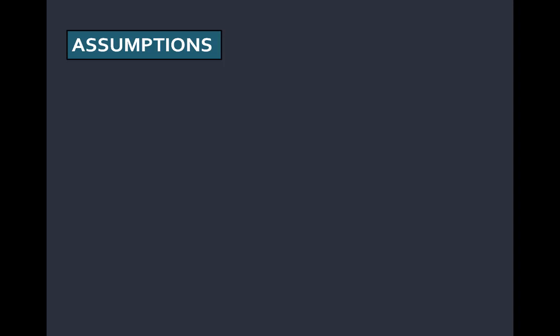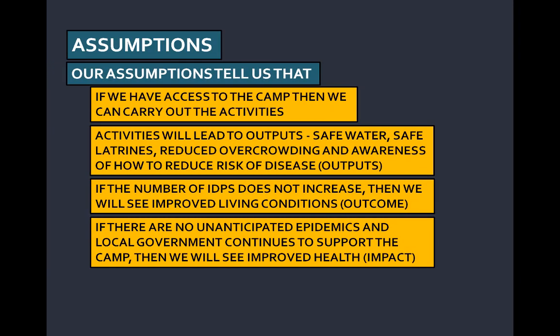So our assumptions tell us that if we have access, we can do our activities. If we can do our activities, we get our outputs. But if the number of IDPs does not increase, then we get improved living conditions. And only if there are no epidemics and the government continues to support us, then we get improved health, the impact.